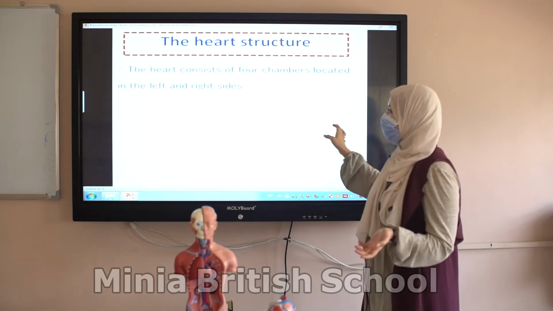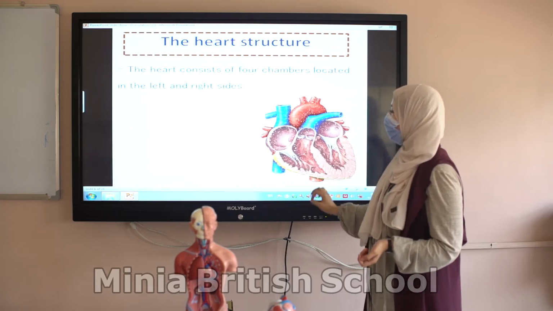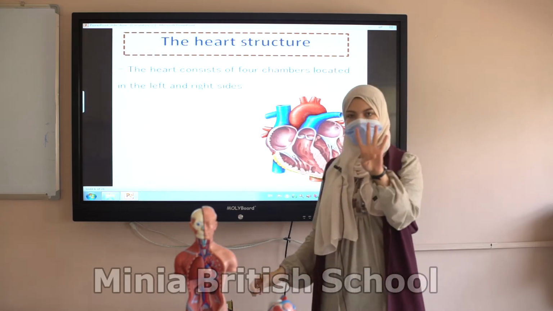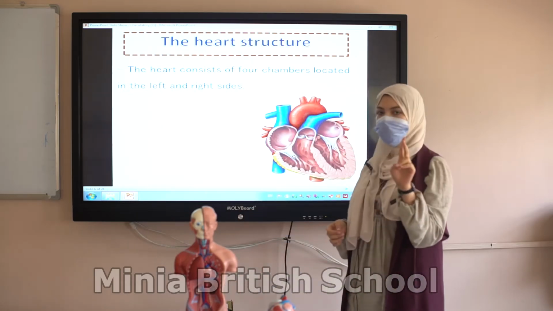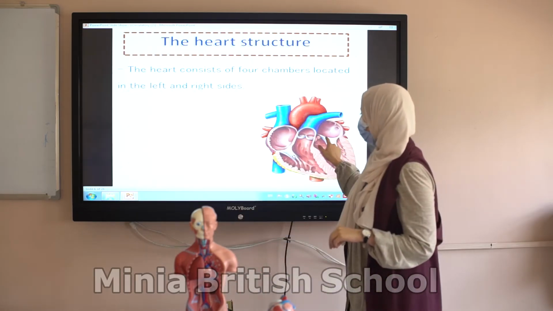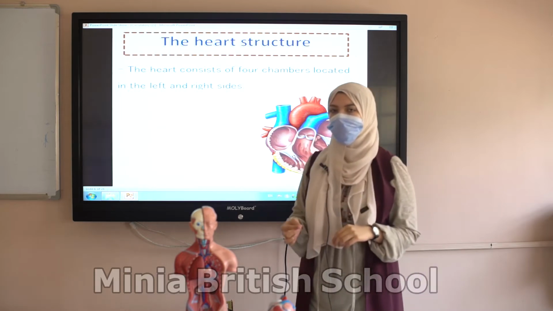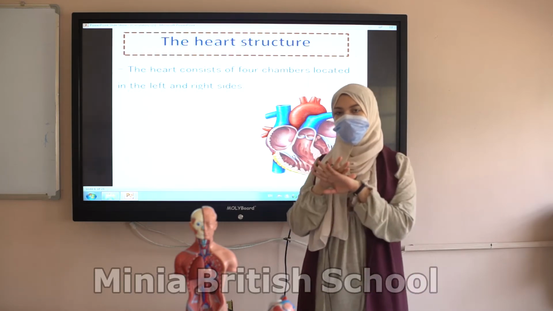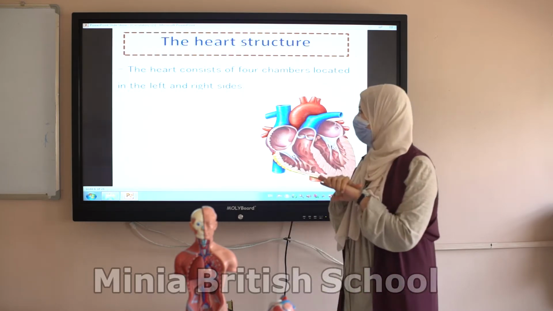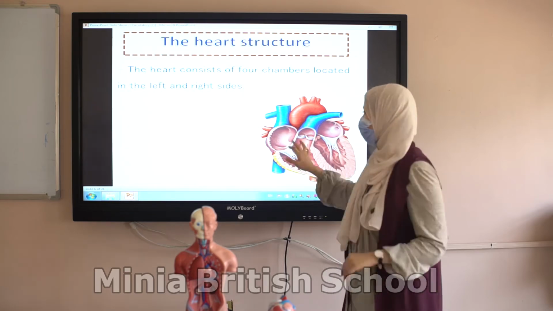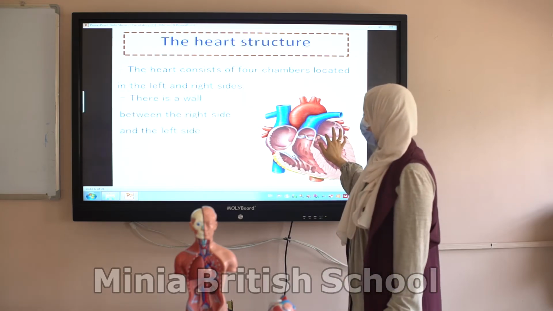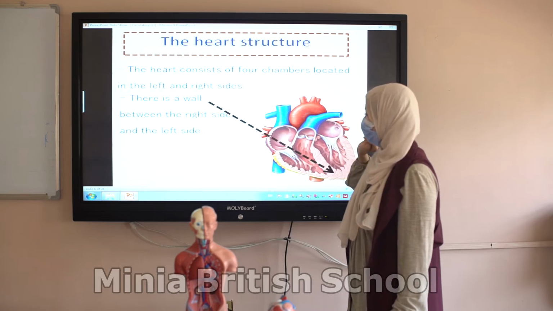Let's know about the heart structure. The heart consists of 4 chambers and 2 sides. Between the 2 sides, there is a thin wall. Why? To prevent the blood mixing. So the thin wall prevents the blood from mixing. And there are 4 chambers.